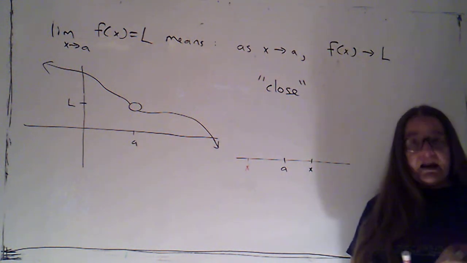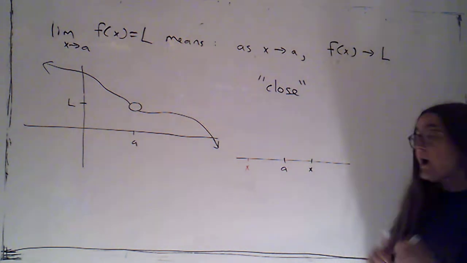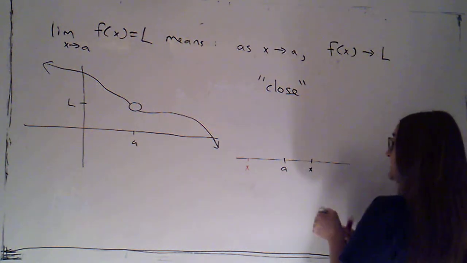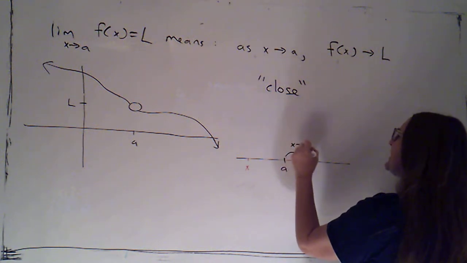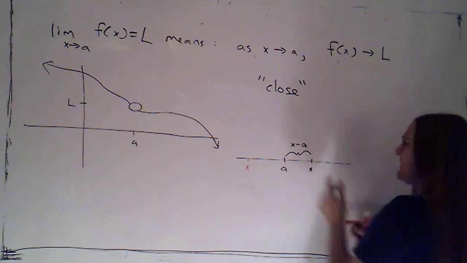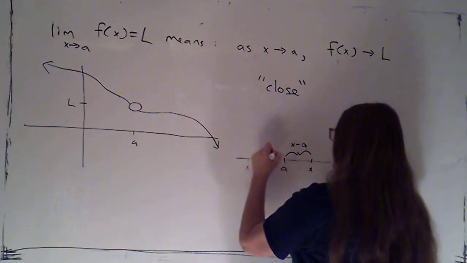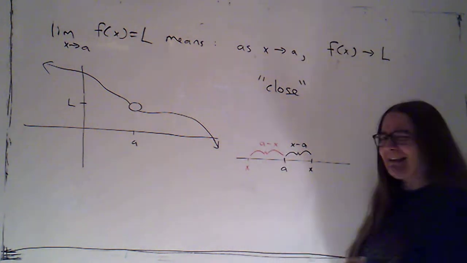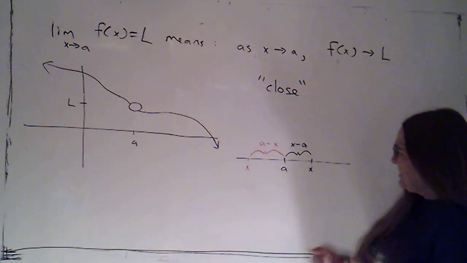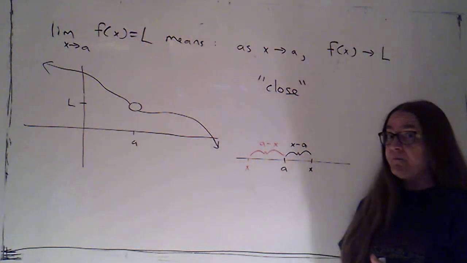In either case, I can calculate the distance between x and a. We've been talking about the fact that we calculate distance by just subtracting, but we always subtract right minus left. So here, this distance would be x minus a, and this distance would be a minus x. So at first glance, it looks like I get a different formula depending on which side of a I'm on.